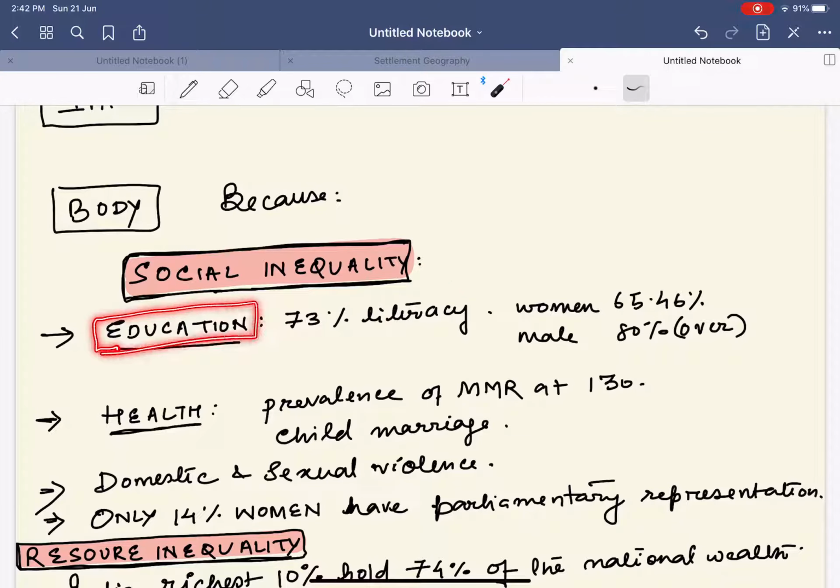Social inequality, let us say in terms of education. Now in terms of education, we can see that we have only a 73% literacy rate. It means that 27% of the people are still illiterate and they are out of the education system. Now within this, again we can see that 65.46% of the women are literate, whereas over 80% of the males are literate. So basically what you saw is inequality at a larger stage, and that is the inequality that prevails between women and men, or we can say between female and male.